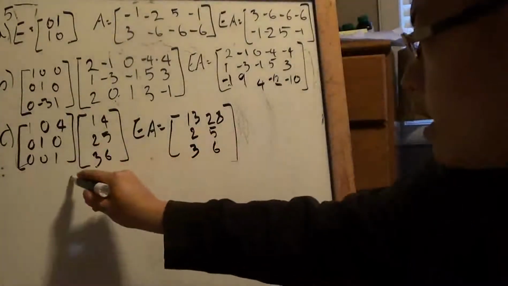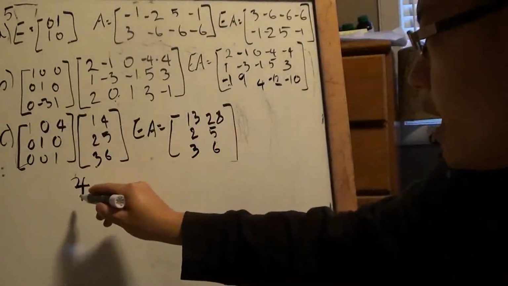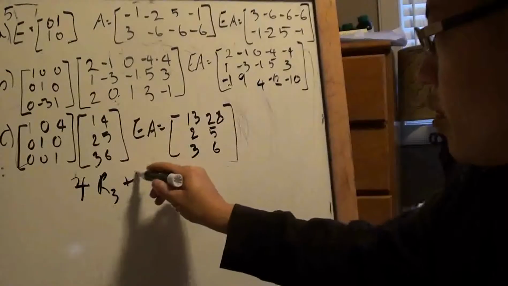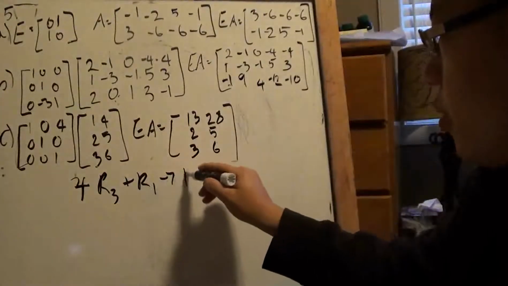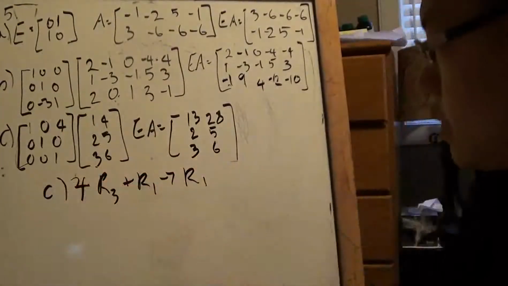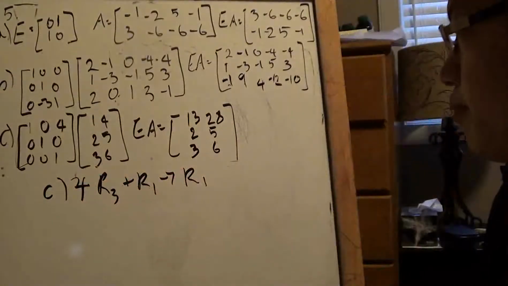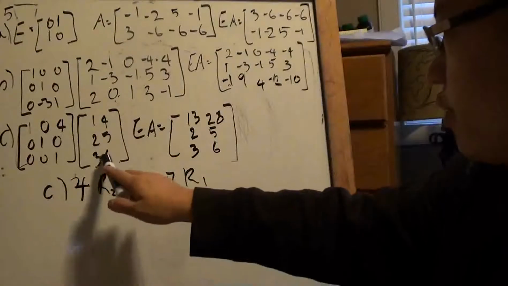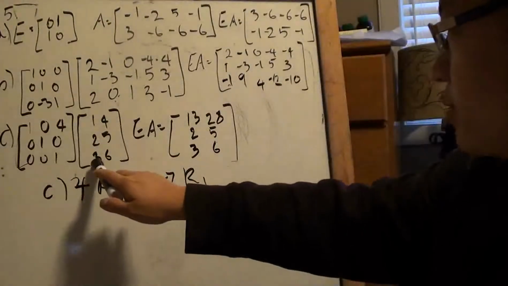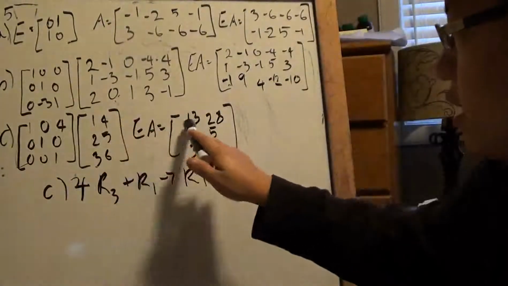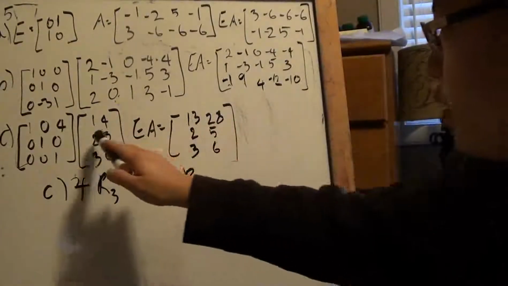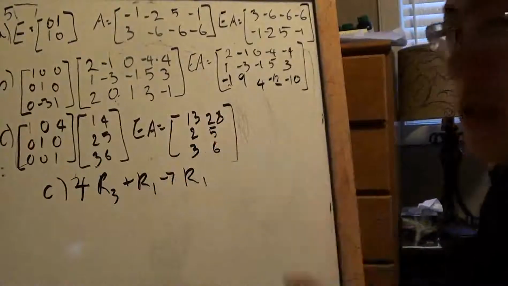Well, that's pretty easy. If you do 4 times R3 plus R1 gives me the new R1. That's for C, right? So let's look at this one. The third row times 4, so 3 becomes 12, plus 1 is going to be 13. 6 times 4, 24, plus 4 is 28. Rest of the rows stay the same.